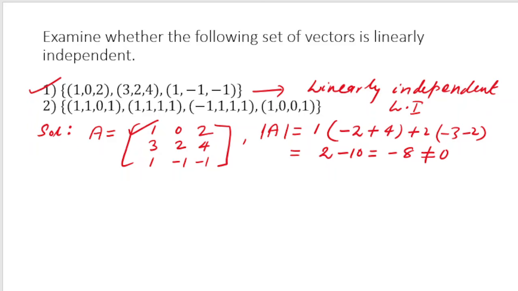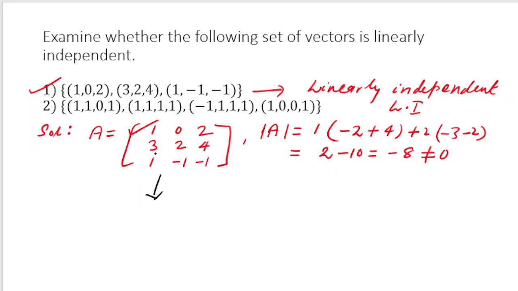But I also want to show you that if I reduce this matrix into row reduced echelon form, its rank will be 3, right? That I want to show you. So if the rank is equal to the number of rows, meaning the number of rows here is 3 and the rank also comes out as 3, then these 3 vectors will be linearly independent. So let us check it.